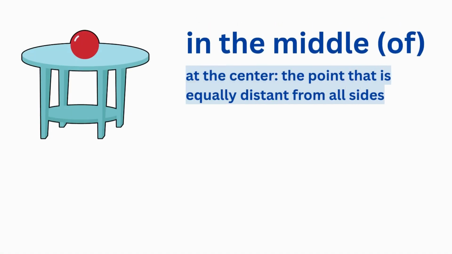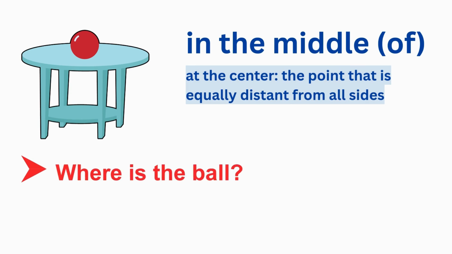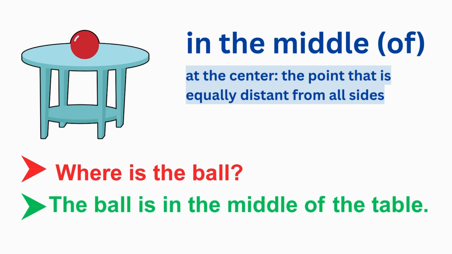In the middle of. At the center, the point that is equally distant from all sides. Where is the ball? The ball is in the middle of the table.